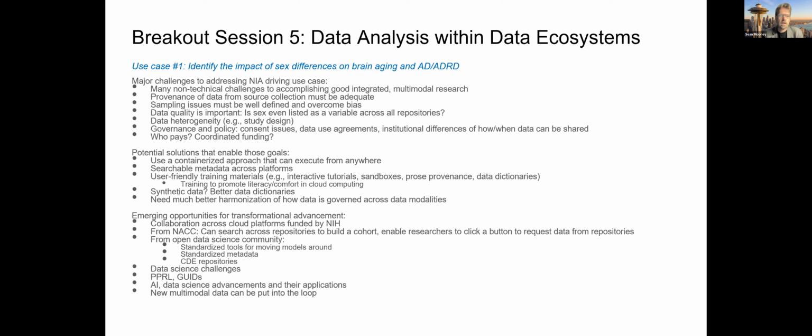We heard about lots of them yesterday. The collaboration across the cloud platforms, really great presentations yesterday about how we're going to bring resources together. Things like NAC is building a data front door to be able to search across and build repositories across resources. I think there's a lot that we can leverage from the open data science community: data challenges, standardized repositories, standardized metadata, the ability to move models around, cloud-based sandboxes. All those things that the open data science community is doing, and open biomedical ontologies, we should jump on.